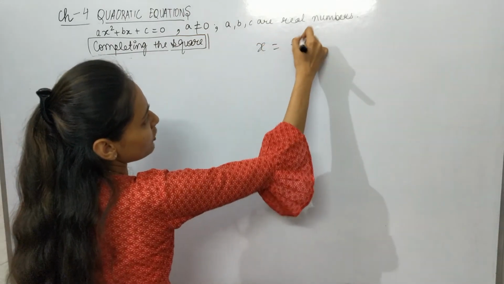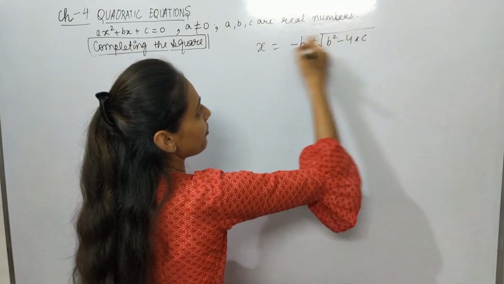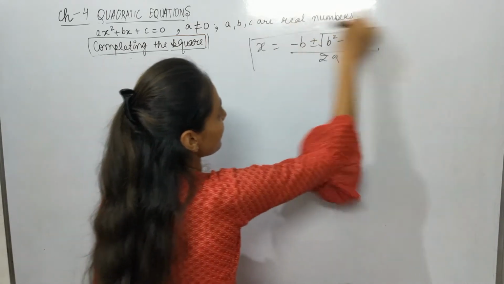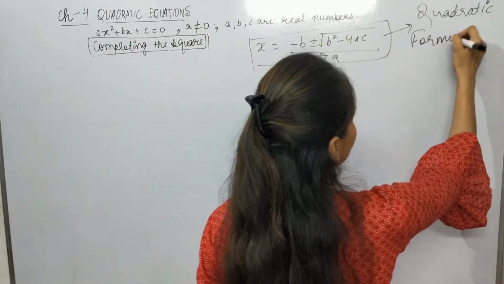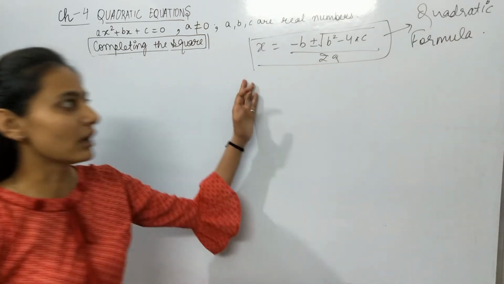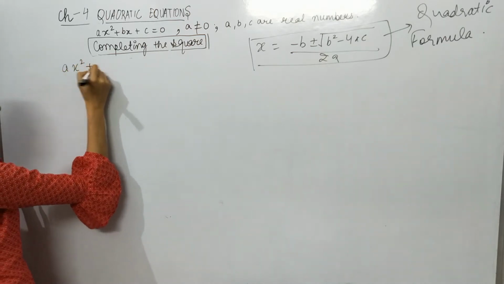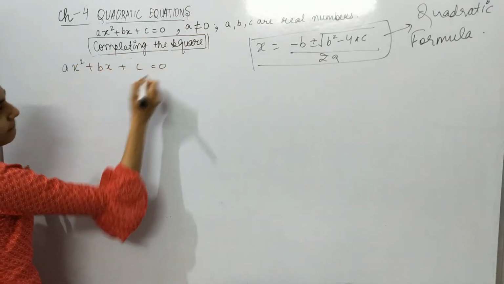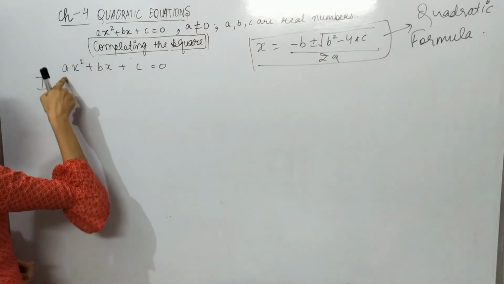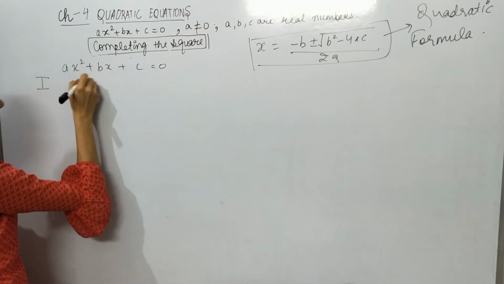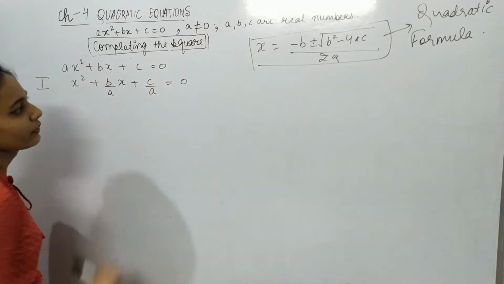That formula is x equal to minus b plus minus under root b square minus 4ac upon 2a. This is the quadratic formula. We will deduce this formula by using the method of completing the square. The general form of a quadratic equation is this. So the first step of completing the square is to make the coefficient of x square 1. So dividing by a throughout the equation, we get this.